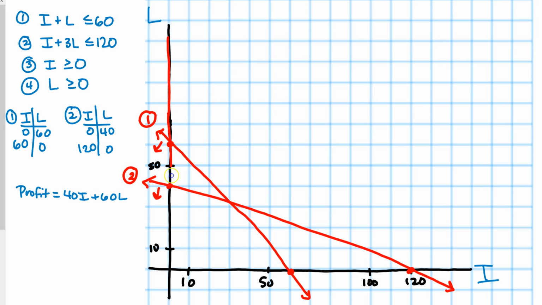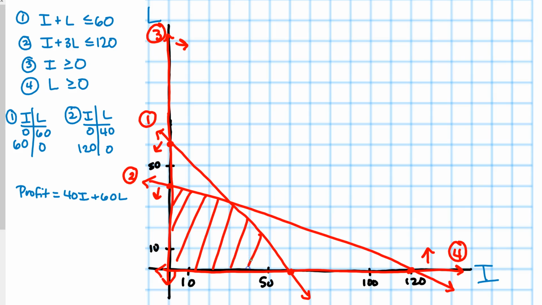It's the y-axis. So there's 3, and that would be shaded to the right. And then L equals 0 is the x-axis. Be sure to show that you're drawing those lines. We don't want to just assume that they are there. So if you then shade, you're going to have this region down here, this little quadrilateral.